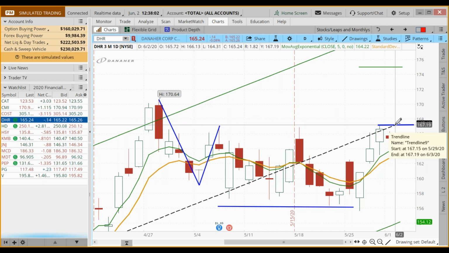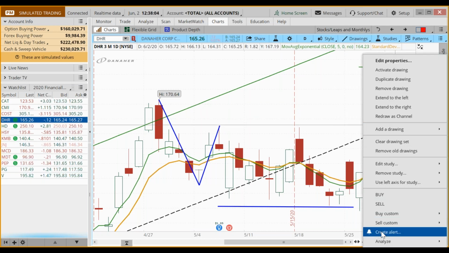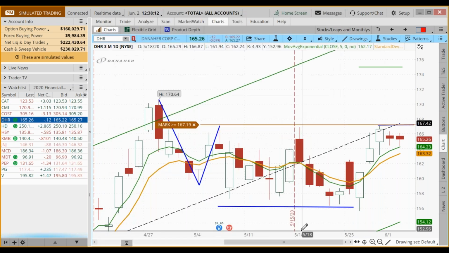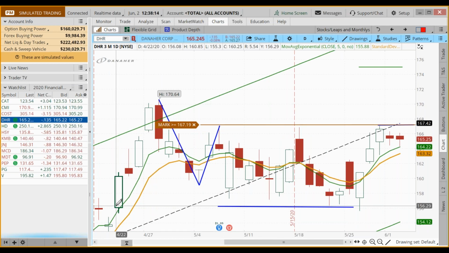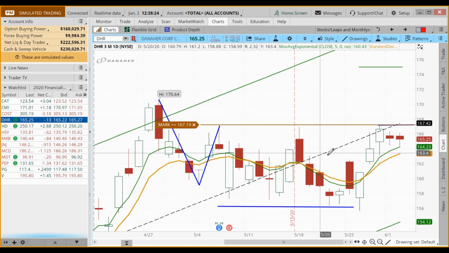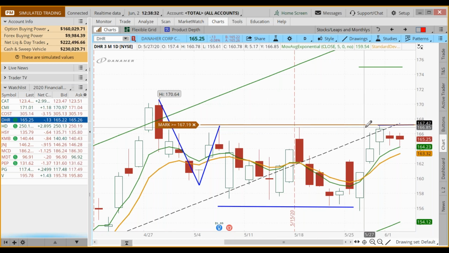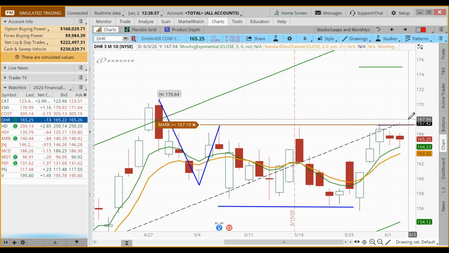Okay. Now, I can come in here and I can create an alert. And then when it goes at or above that point right there, I want the computer and my email to tell me, now you better get out, okay? Because it has made a measured move to the upside. And there was resistance, here was resistance, here was resistance. It busted through that resistance and it's heading up.